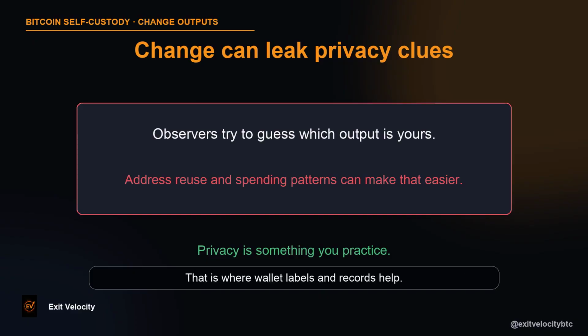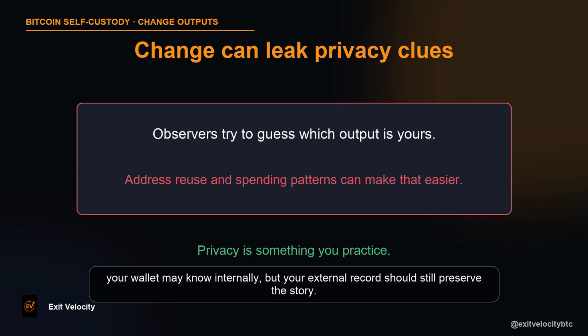But change can still leak clues depending on the amounts, address types, wallet behavior, and how the coins are later spent. This is not a reason to panic. It is a reason to respect the details. Bitcoin is public by design. Privacy is something you practice.